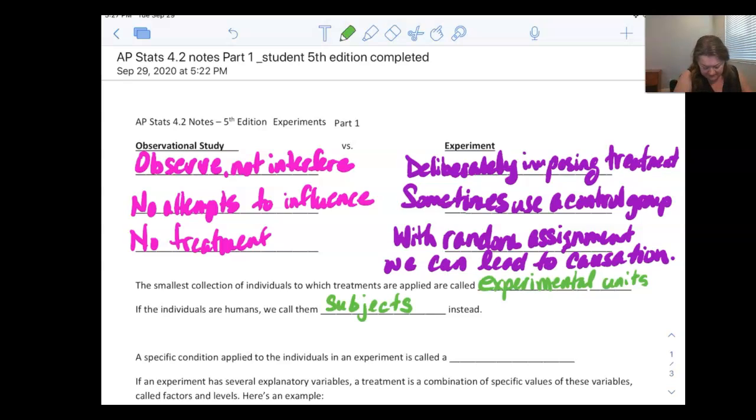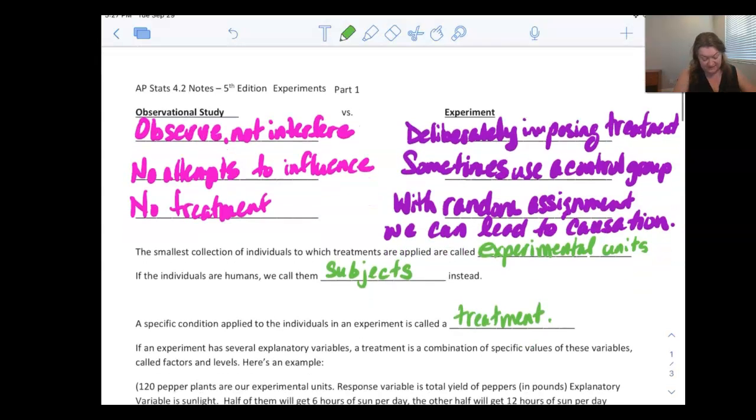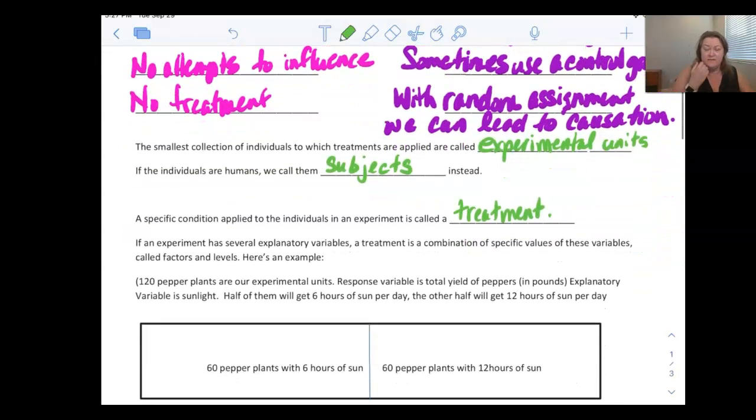And then a specific condition applied to the individuals is called the treatment. So that thing that the mad scientist does to the people is called the treatment, the thing that we do that makes it different than just looking at them. All right, so if an experiment has several different explanatory variables, remember EV and RV are just the beginning part and the ending part, the X that leads to the Y. A treatment is a combination of specific values of these variables called factors and levels.